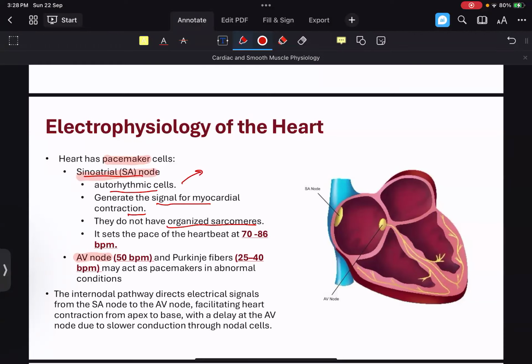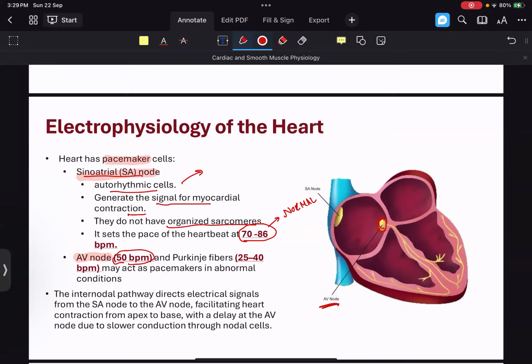And sinoatrial nodes specifically will set the pace of the heart at 70 to 86 beats per minute. This is what a normal heart rate is supposed to look like. So in a normal human being, that's your normal heart rate, and it's set by the sinoatrial node. But you do have another group of pacemaker cells called the AV node cells, and they do have a different heart rate, which is 50 beats per minute.